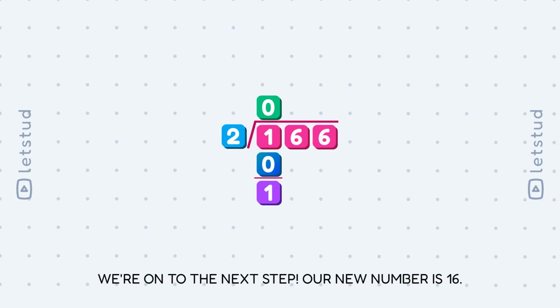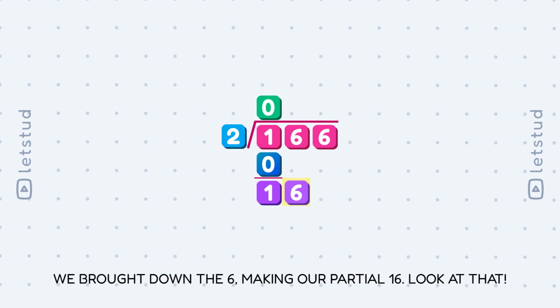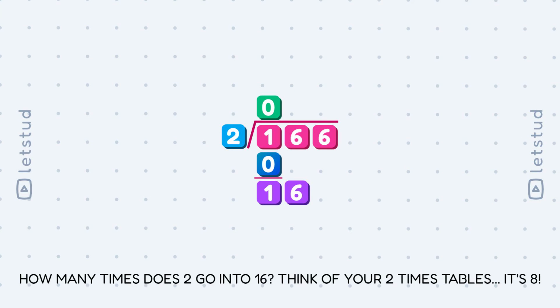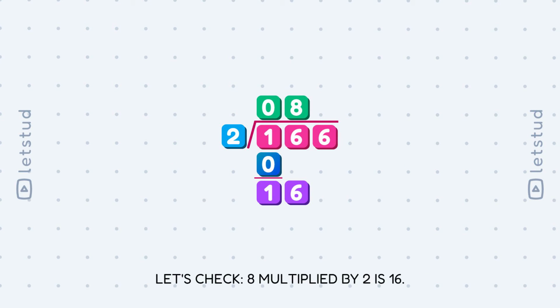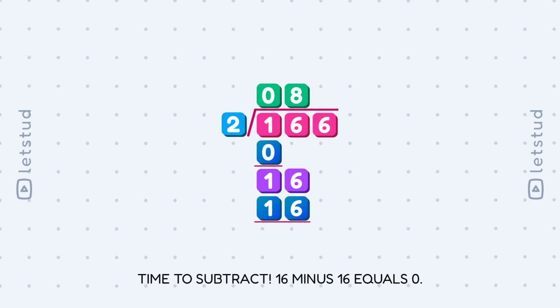Our new number is 16. We brought down the 6, making our partial 16. Look at that. How many times does 2 go into 16? Think of your 2 times tables. It's 8. Let's check. 8 multiplied by 2 is 16. Time to subtract. 16 minus 16 equals 0.